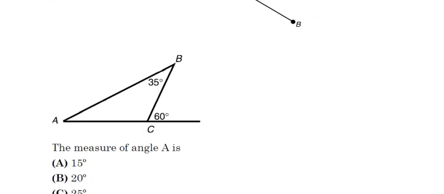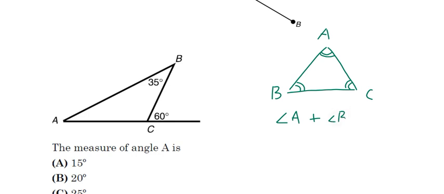Okay, so now we have this result for a triangle. There are three angles. We call it triangle ABC. So angle A plus angle B plus angle C equals 180 degrees.